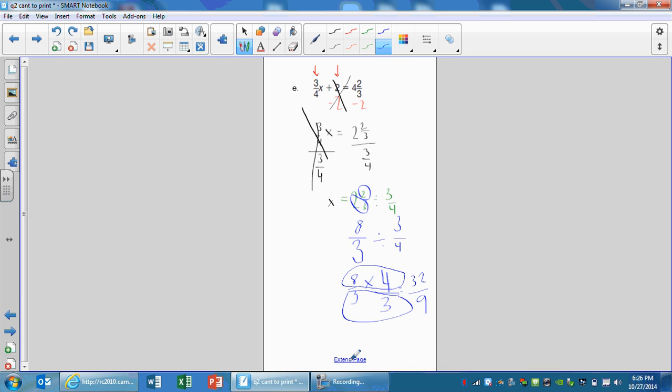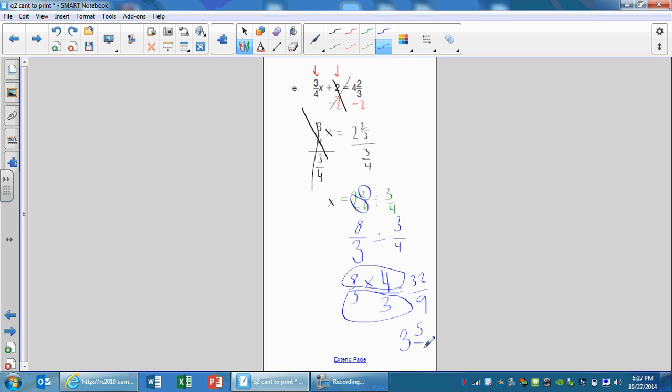Then, because this head is too big for the body, so it's an improper fraction, how many 9s go into 32 without going over? 3, so 3 times 9 is 27. And then 32 minus 27 is 5. That would be 3 and 5 9ths.